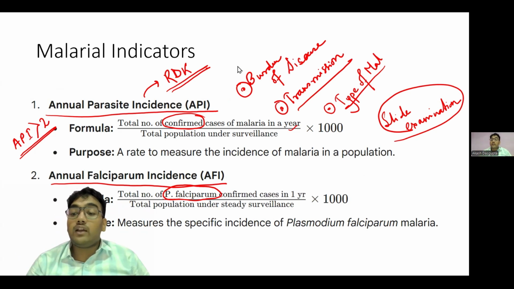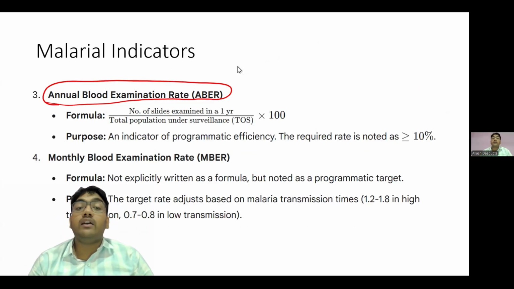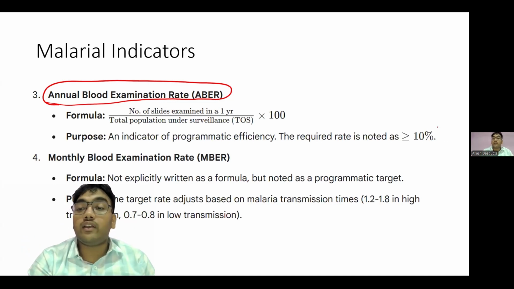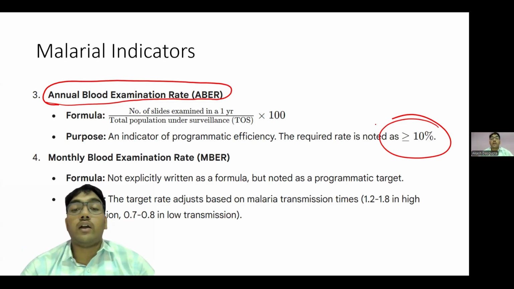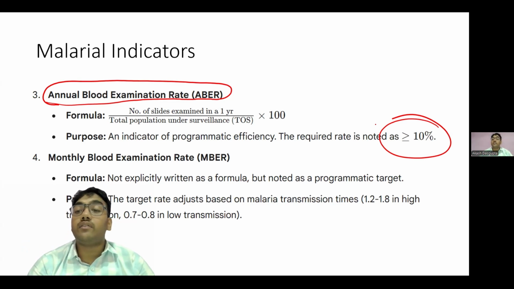Okay. So API will become only reliable if the ABER is above a particular threshold. Okay. And the objective is to increase and keep this ABER at a level of at least 10%. Okay. This is done with the estimate that, around the year, at least 10% of the population will suffer from fever at least once. Okay, due to some communicable disease or anything.